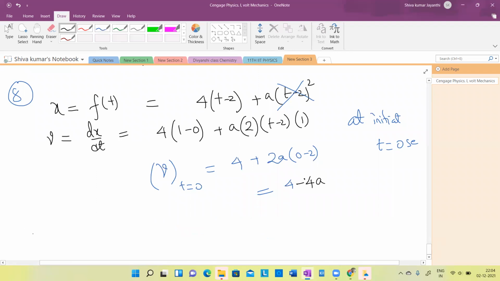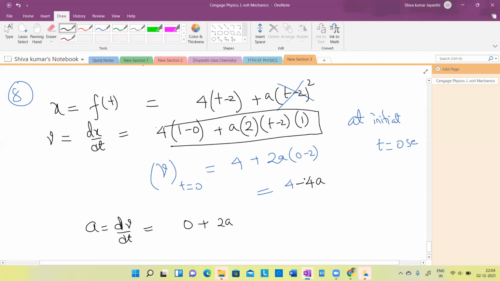Second option: the acceleration of the particle is 2a. That we have to check again. Acceleration is nothing but dv by dt. Again differentiate this. What will come? The derivative of the constant is 0, plus 2a into the inner derivative, which is 1 minus 0. So it is correct, no? Option B is correct.